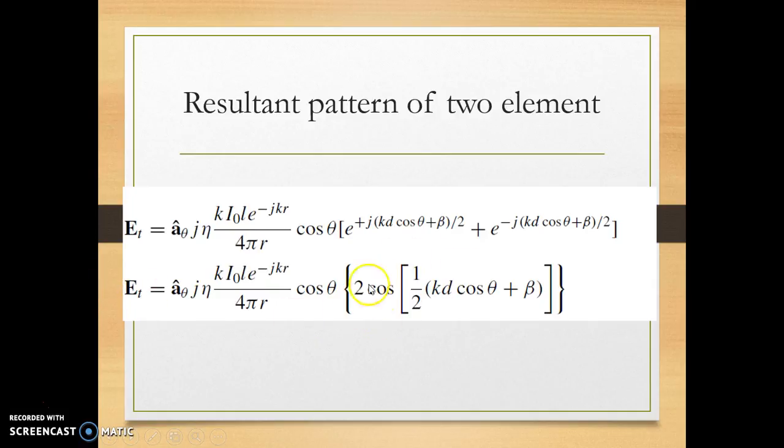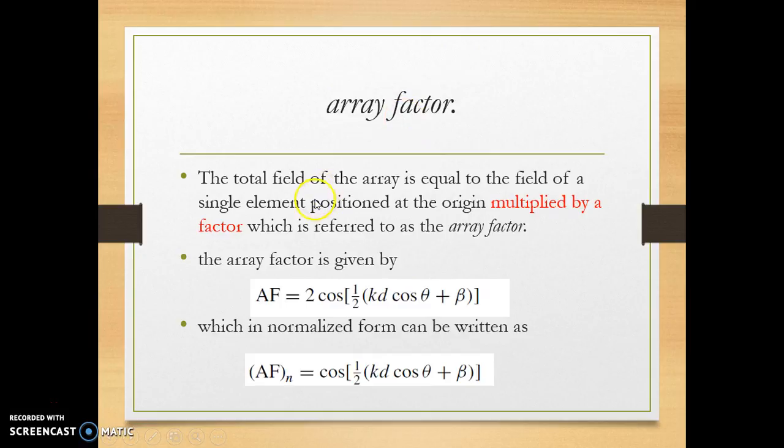So this particular term is called the array factor. In short, the array factor is nothing but a factor by which we multiply the individual pattern to get a resultant pattern. So in our case of two elements, it goes like this: 2 cos of half of kd cos theta plus beta, where beta is the phase shift between two elements, d is the separation, and k is a constant given by twice pi by lambda. And if we consider a normalized pattern, here with two elements we need to divide by 2, but in general if I have n elements, I can write the array factor for an element like this.